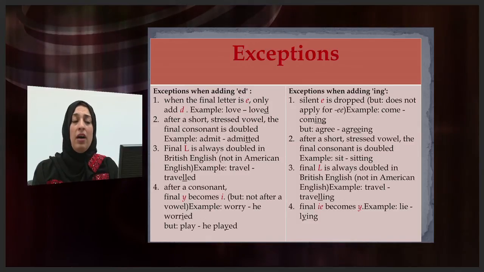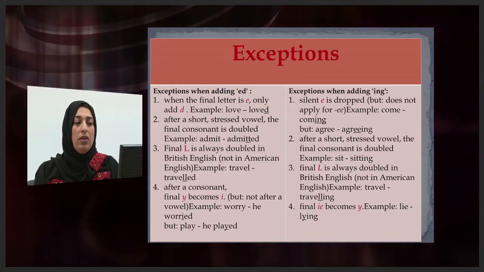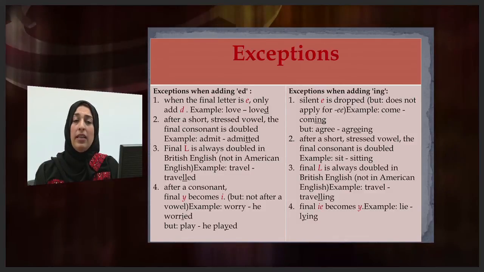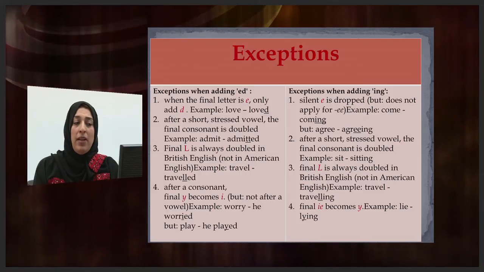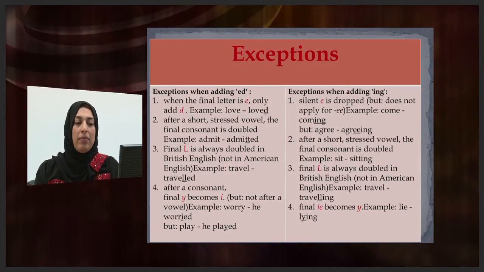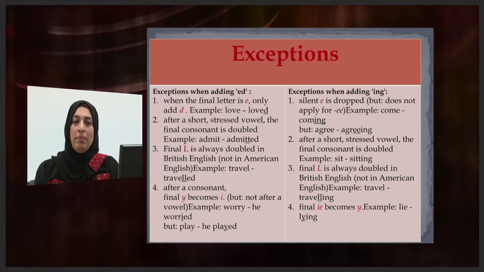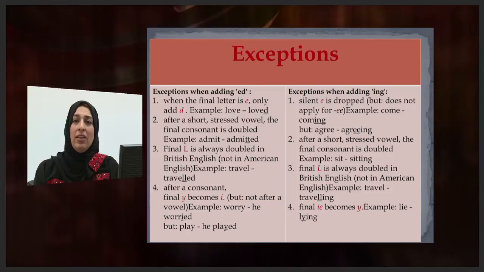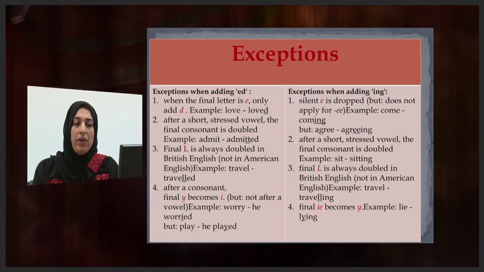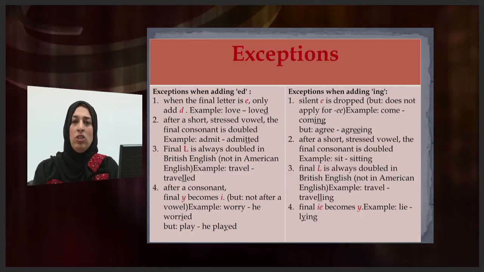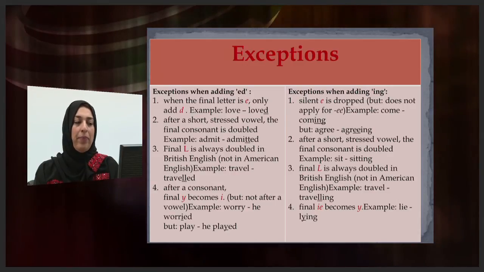Exceptions when adding ing. The first exception is the silent E. The silent E is dropped, but this doesn't apply for double E. If the E is doubled, we don't drop it. Example, come, we drop the E and we add ing. But with the word agree, because it has double E, we don't drop the E. We only add ing. So no changes are made to the word agree.